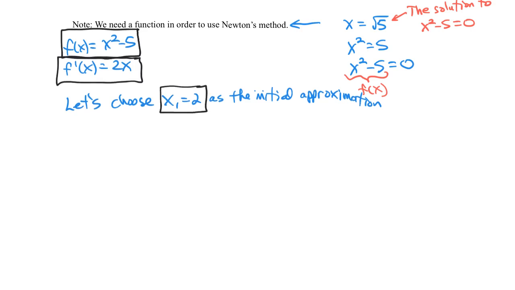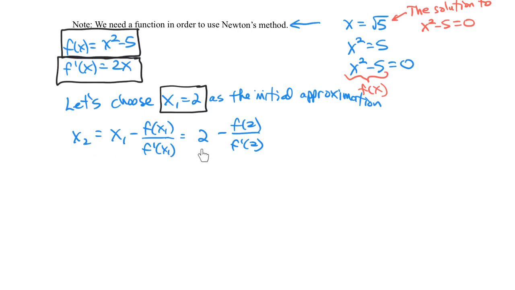Now we want our second guess. Our second guess, x sub 2, is just going to be the previous guess put in a few different places. So that's going to be 2 minus f of 2 over f prime of 2. Same as always, right? To find the next one, we look at the previous answer and plug this in.